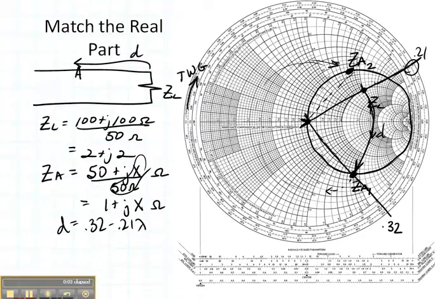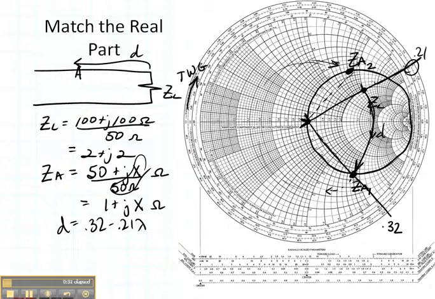Okay, so the first thing that I did was I matched the real part of my load. I started out with a load that had neither the real nor the imaginary part matched. I rotated a distance d towards the generator until I landed on the matching circle of the Smith chart. There were two places: there was ZA1, or I could have used ZA2. In this case, I decided to have d be the shortest possible length, so I stopped at ZA2.